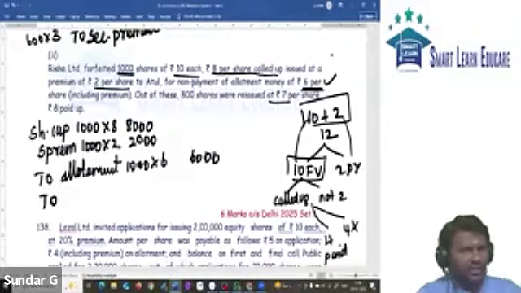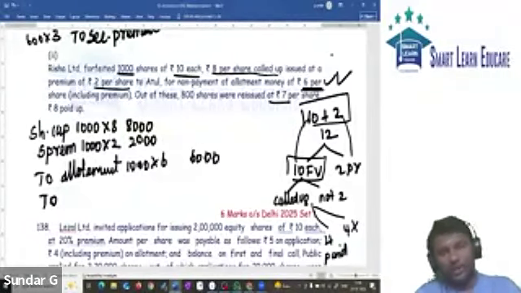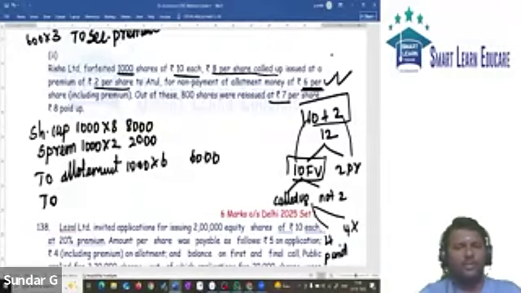They are specifically telling that 6 rupees per share is not paid, for non-payment of allotment. Allotment premium is also included. Premium is 2 rupees. Now 6 if you subtract 2, what is the amount without the premium? It is 4 rupees. Is this 4 rupees paid or not paid? This 4 rupees is not paid.